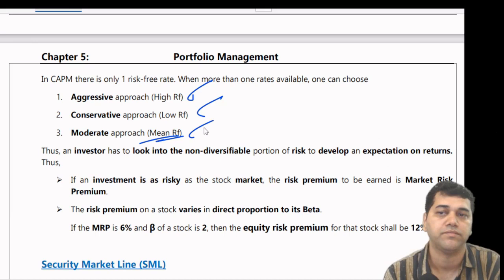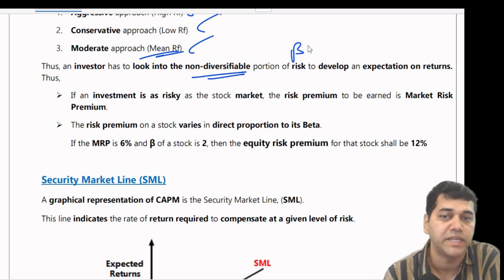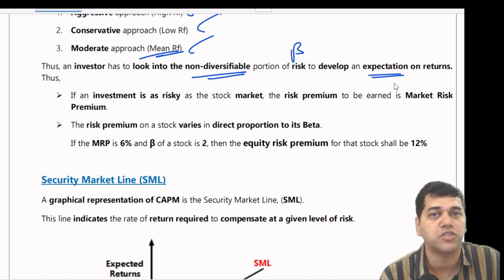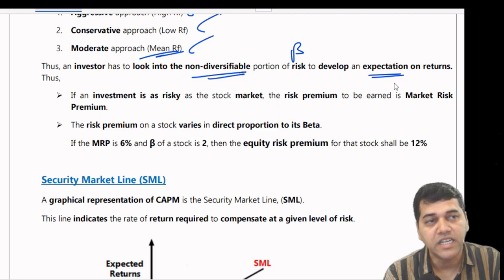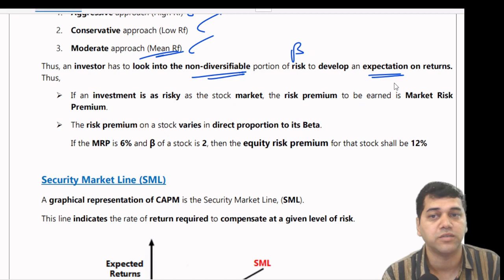Thus, the individual investor has to look into the non-diversifiable portion, that is beta, systematic risk, to develop the expectation. Don't develop your expectation based on the standard deviation. This is what this Sharpe index model is trying to tell. Standard deviation is based on the return actually obtained from the stock. Don't develop it based on that. Look at what the market is offering, look at what RF is offering, look at the relationship, and then you expect the returns.